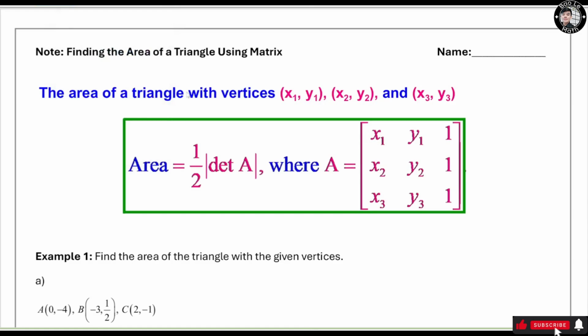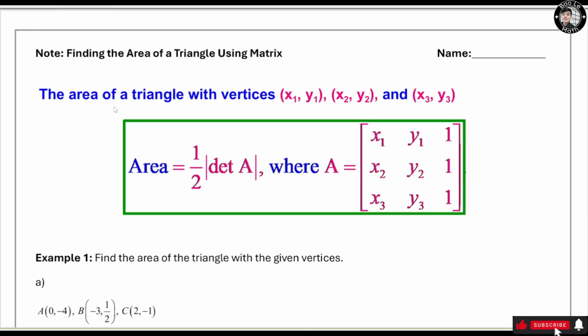Hello everyone, in this video we will learn how to find the area of a triangle using a matrix. Now, the area of the triangle with vertices (x1, y1), (x2, y2) and (x3, y3) is calculated by 1/2 times the absolute value of the determinant of the matrix A, where matrix A is x1, y1, x2, y2, x3, y3, right?